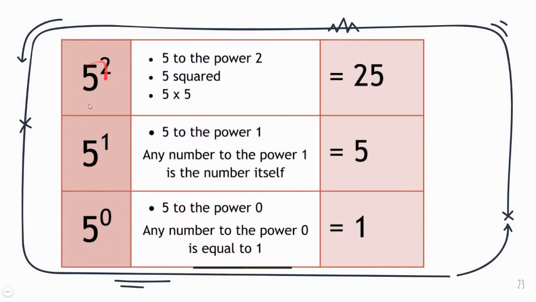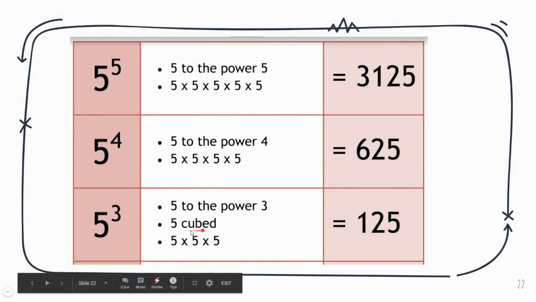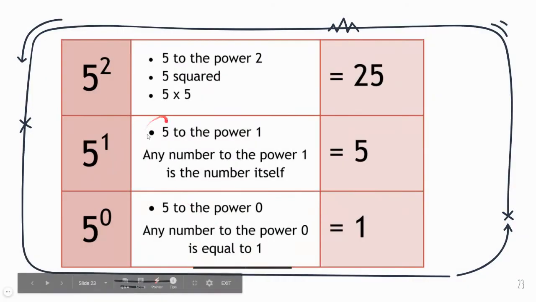Same way, 5 to the power 2 can be called 5 squared, just like how here it can be said as 5 cubed. It only happens when the power is 3 that it is cubed. When it is 2, it is squared. Any number to the power 0 is going to be 1.